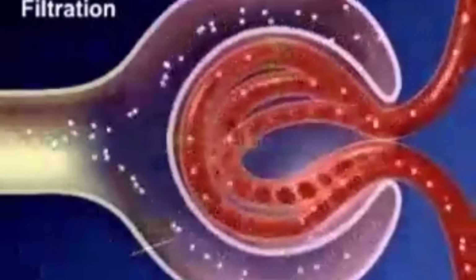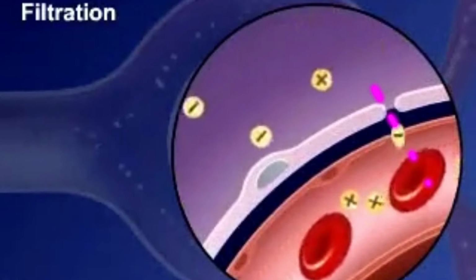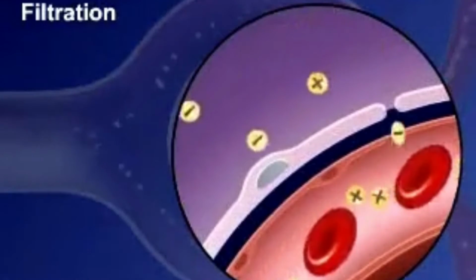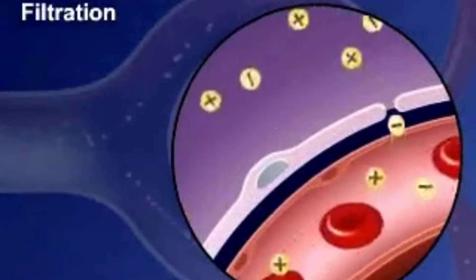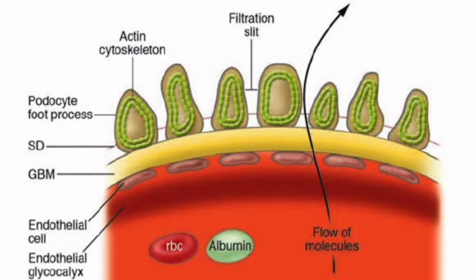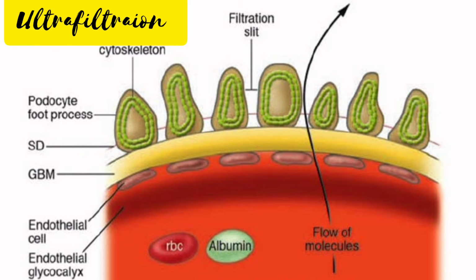On account of high pressure in the glomerular capillary, the substances are filtered through these pores into the lumen of the Bowman's capsule. But WBC, RBC and plasma proteins have high molecular weight, so they are unable to pass through this filter. That's why this process of filtration is known as ultrafiltration.